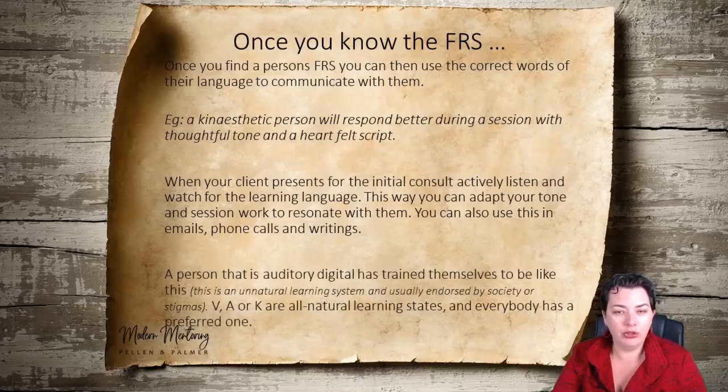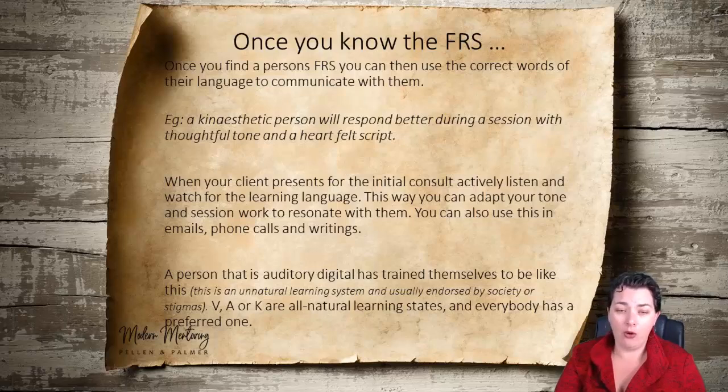A person that is auditory digital is training themselves to be like this. It's an unnatural learning state. And it's usually come from society or a stigma that's been placed around them. They have picked up an identity somewhere, and that's because it usually becomes from where they were raised. So perhaps they had a parent that was a very visual parent, and they were kinesthetic, and the visual parent kept telling them all of the things they were doing wrong, kept telling them they were stupid, they were dumb, they just don't get it, all that sort of stuff. So they've actually started to make themselves auditory digital because they're just trying to fit in. They're just trying to work it out.